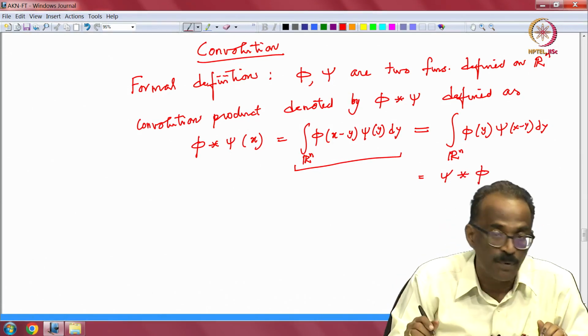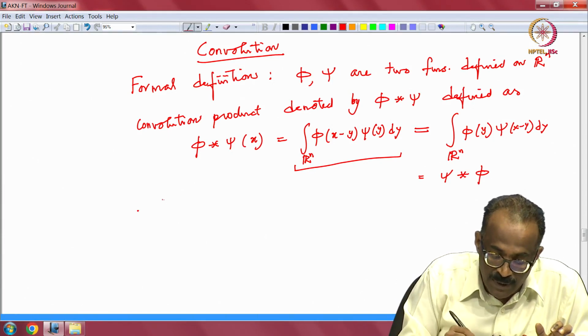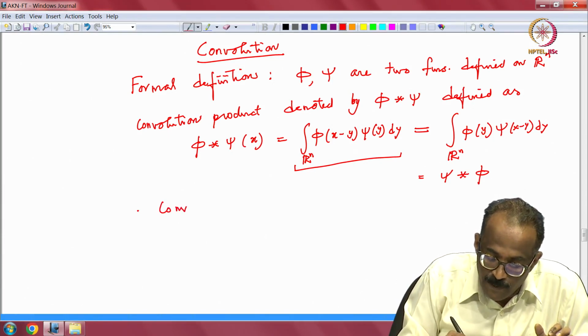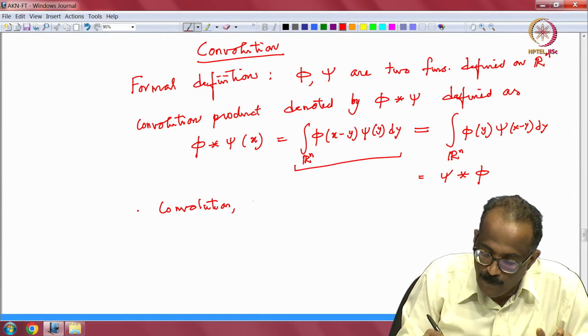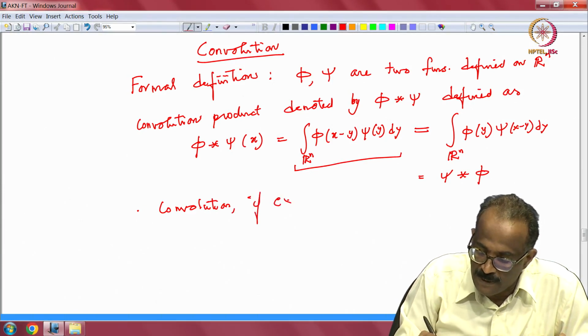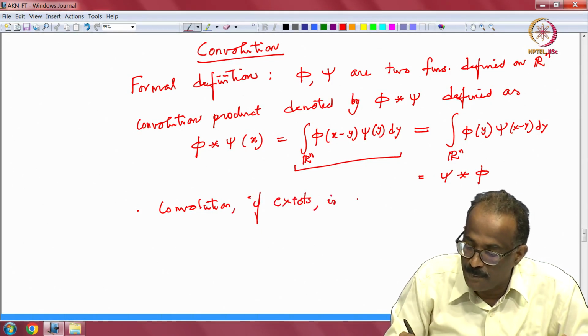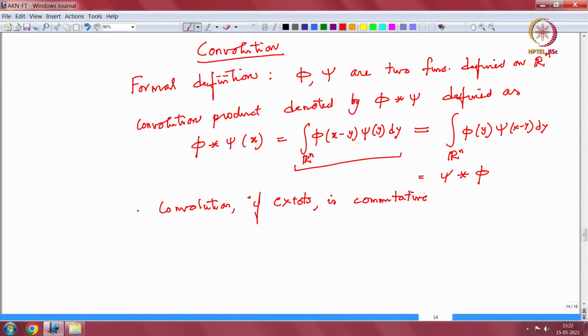So, the convolution product, that means convolution, if x is commutative. A very nice property immediately. So, do not forget about the definition, whatever it is, we will define it this way.